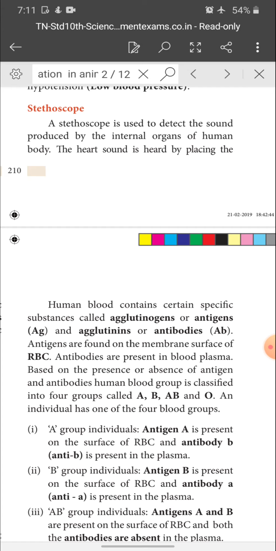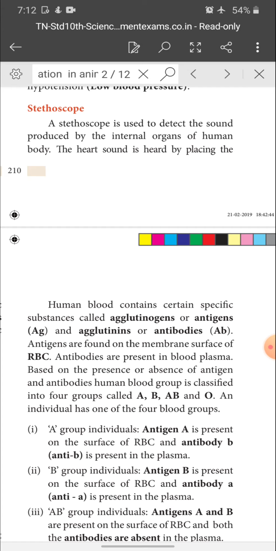And the next one is blood transfusion. So what is a blood transfusion? Under this topic we are going to see how to transfuse blood: can anybody transfer blood to any person or not, and what is the procedure for that? And the last topic will be the lymphatic system.